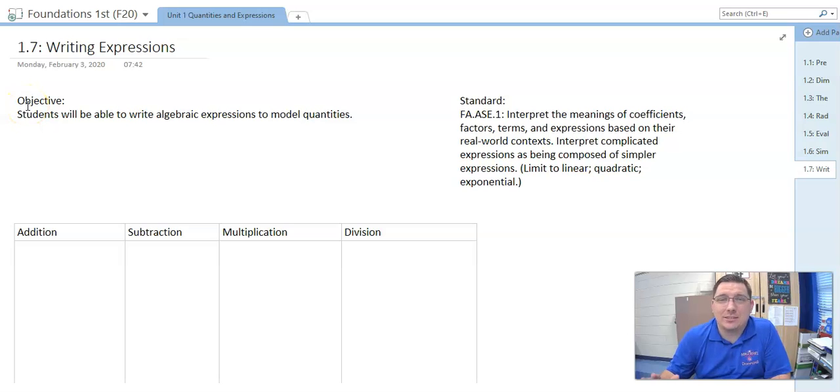This is our last section of Unit 1 as we close out this first unit. So the objective today is that you will be able to write algebraic expressions to model quantities. And the standard here is ASE 1, to continue what we talked about yesterday.